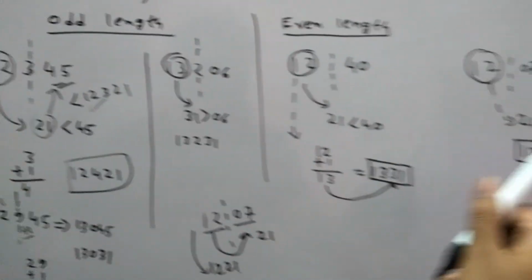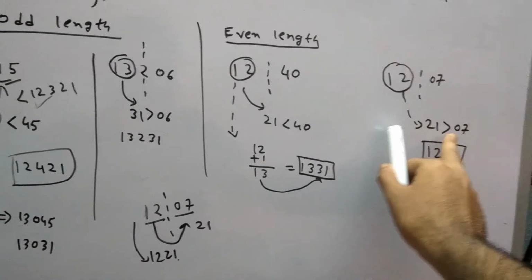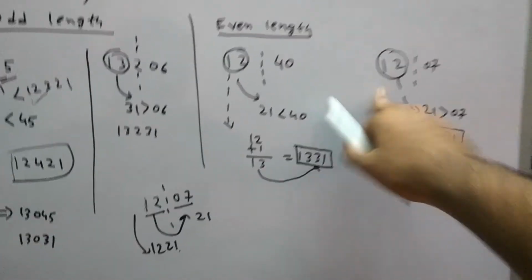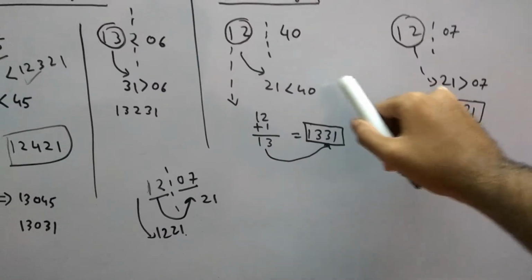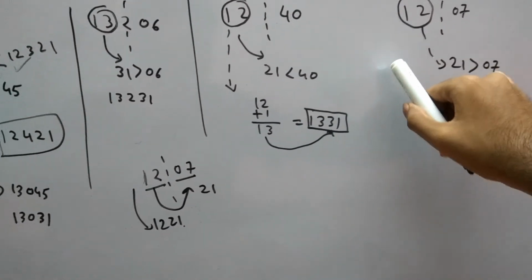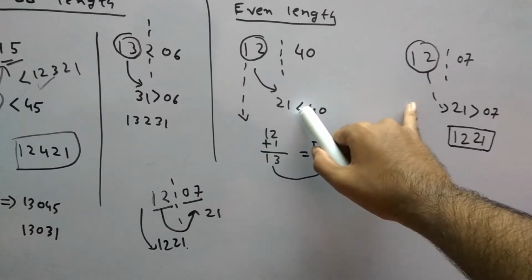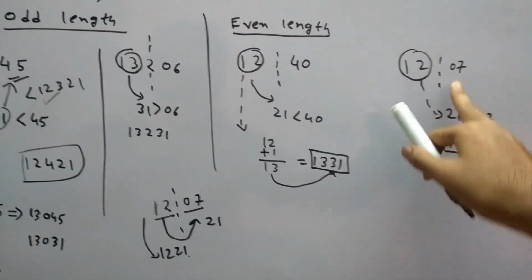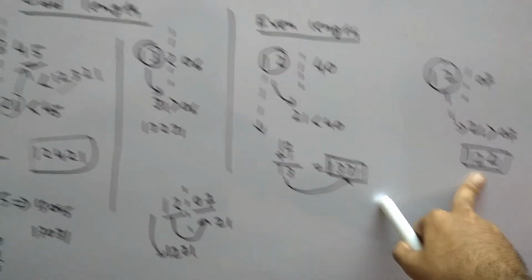And now another case, when the reverse of 12 is already greater than the right part. So the reverse of the left part is already greater than the right part. So that's why we don't have to add 1 to it. So we will directly reverse the number and put it in the right part. So this is another case.